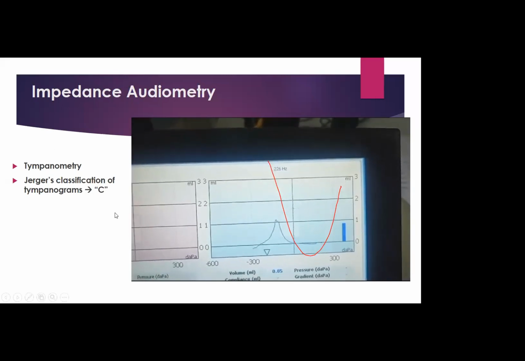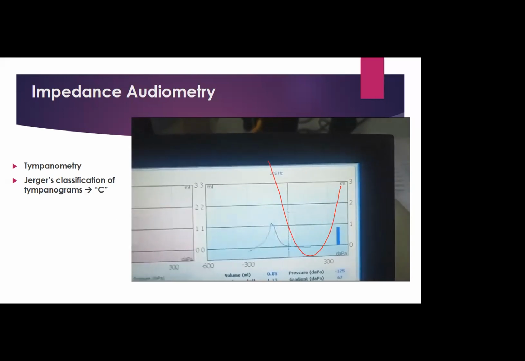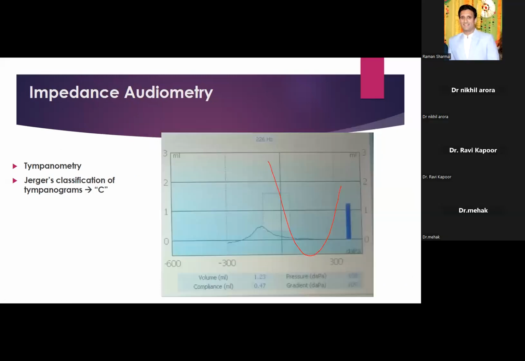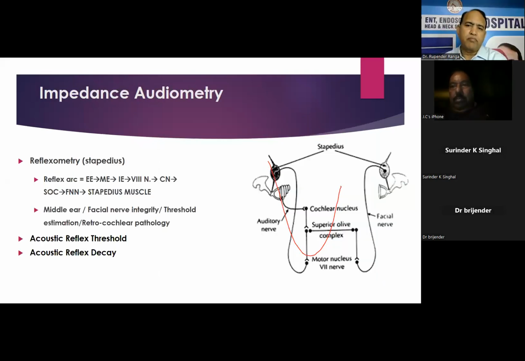In case of type C tympanogram, the maximum admittance compliance peak is shifted towards the negative pressure. Here we can see minus 125 middle ear pressure. Similarly, in this case also minus 108.